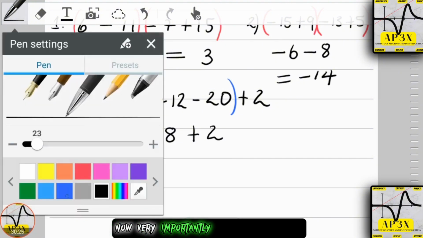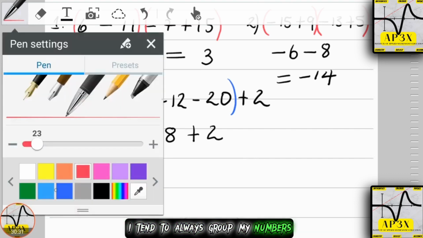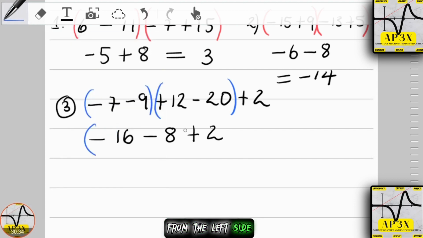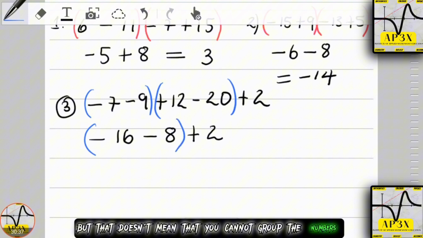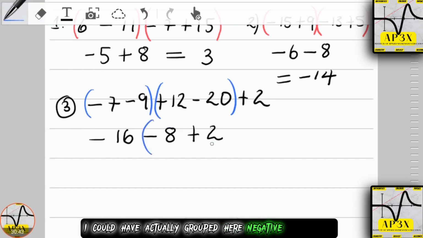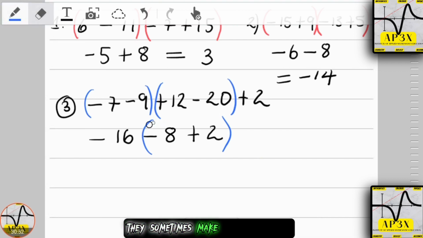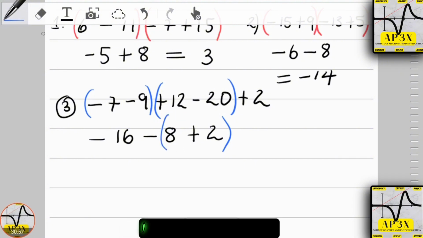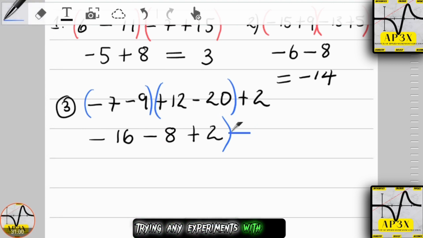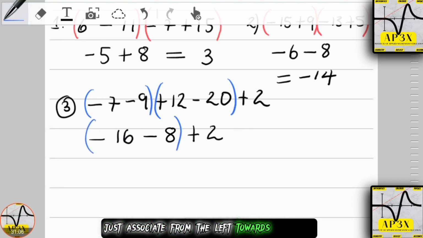Now, very importantly, I also mentioned that when you're associating or grouping your numbers, I tend to always group my numbers from the left side. But that doesn't mean that you cannot group the numbers from the right side. If I wanted to, I could have actually grouped negative 8 with 2. But what I find is when students try to go against moving from left to right, they sometimes make an error where they accidentally group the 8 like that. So I really don't recommend you trying any experiments with this. I do recommend that once you're associating, just associate from the left towards the right.